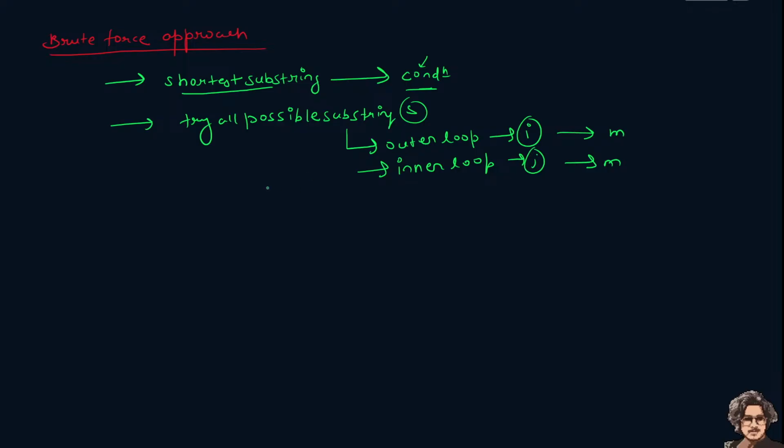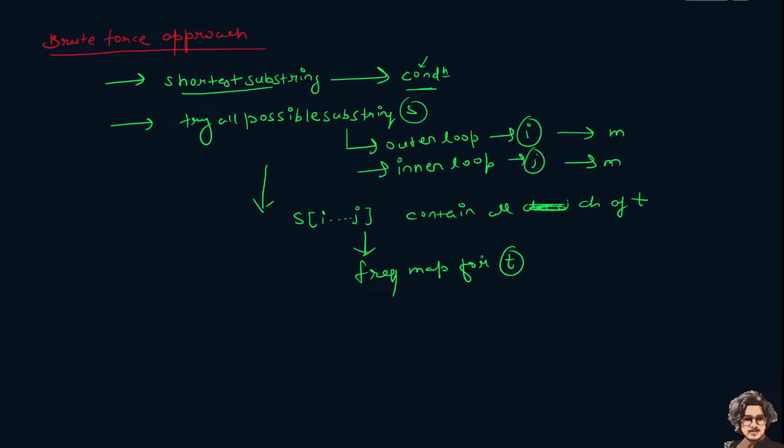that the substring contains all the characters of t? We have the substring s of i till j. How do I check that it contains all the characters of t? For that we have to make a frequency map for t. So this is the approach.